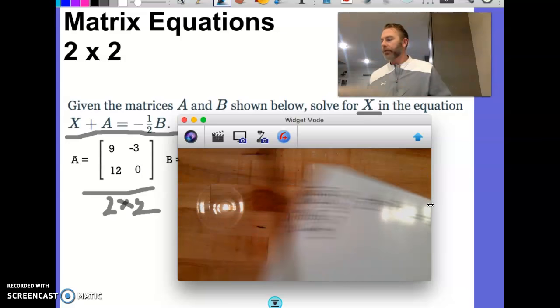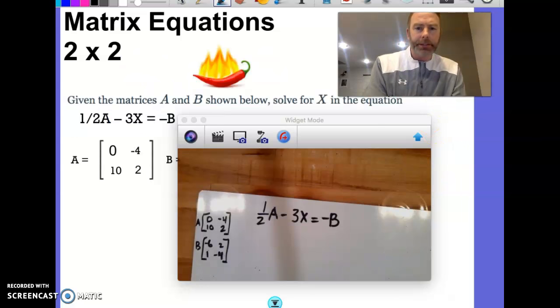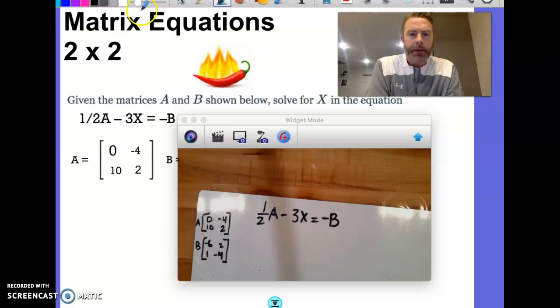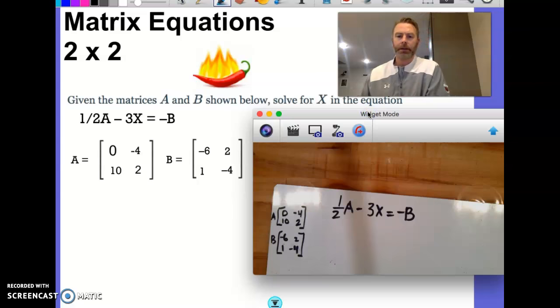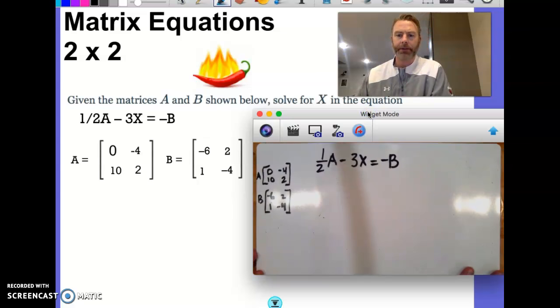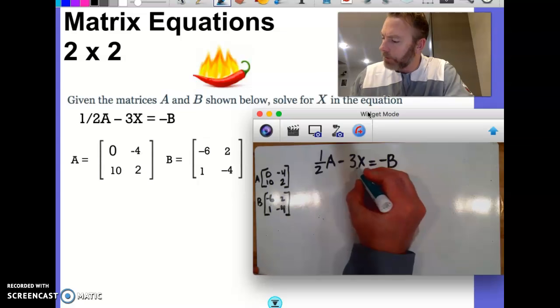So let's just kind of switch gears a little bit here. Let's take a look at one more, just one that's a little bit spicier. Okay, so here we go. I'm going to define A and B. I'm going to ask then that we do a little bit of solving, and we find matrix X. All right, so matrix X is here.